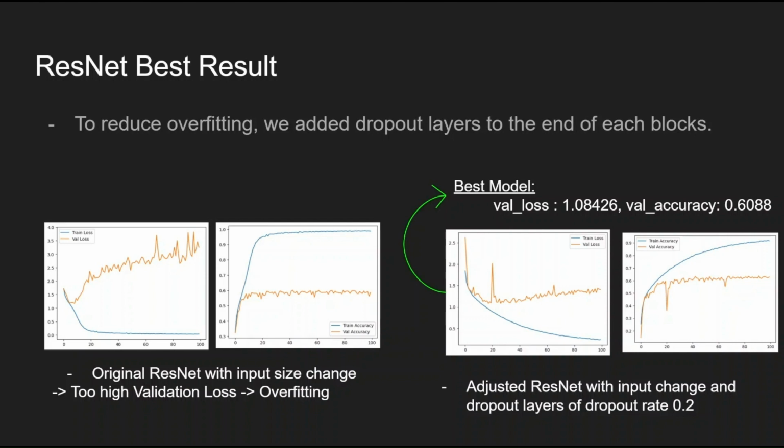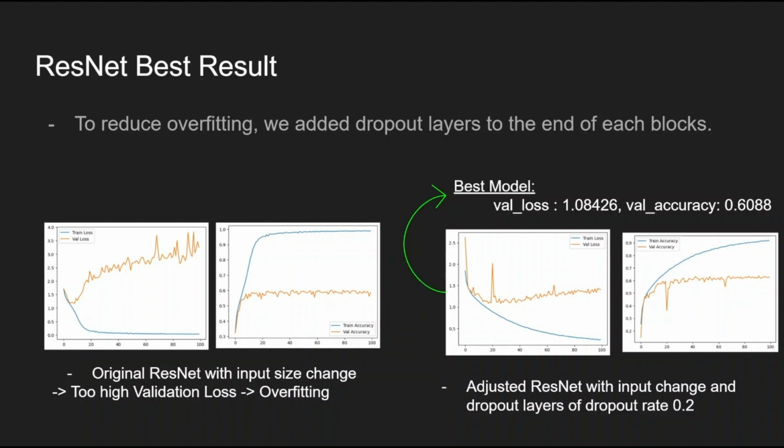However, with the original one, the one on the left, as epochs increased, validation loss increased as well. To solve overfitting, we added dropout layers at the end of each identity block and convolution block. As you can see on the right, this resulted in lower validation loss and higher validation accuracy. However, even though we tried a lot of times with different hyperparameters, we could not get the validation accuracy higher than 0.65, and the average remained at 0.6 to 0.62.